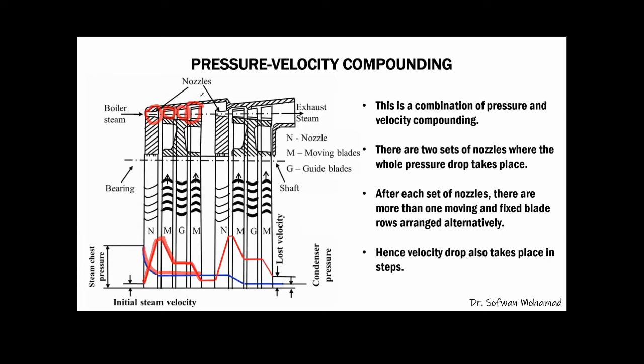So this is one stage, and we have another same stage here, which has another nozzle and moving blade, guide blade, and moving blade again. So exactly similar components to the first stage. At the second stage, we have nozzle, moving blade, guide blade, and moving blade.